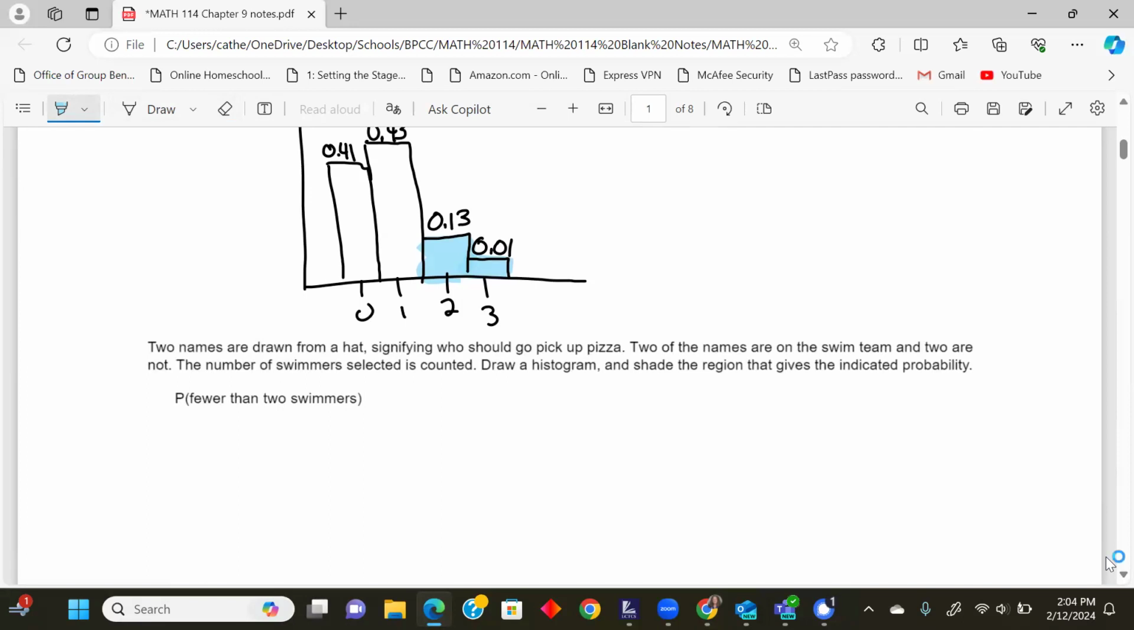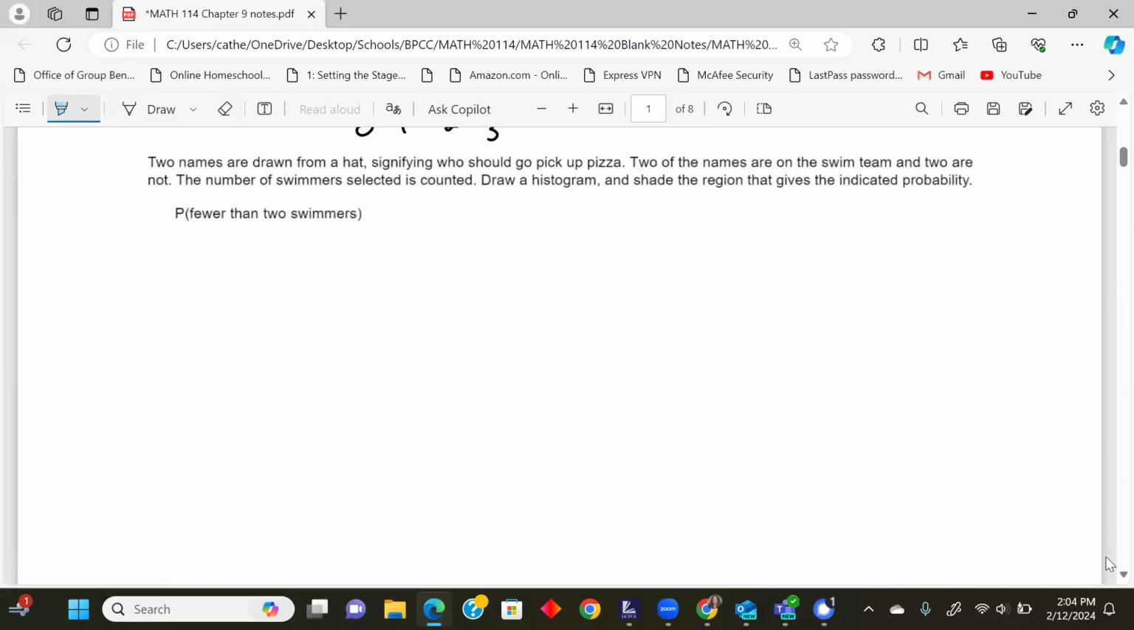All right, 2 names are drawn from a hat, signifying who should go pick up pizza. Two of the names are on the swim team and two are not. The number of swimmers selected is counted. Draw a histogram and show the region that gives the indicated probability. All right, so we're going to have the histogram.